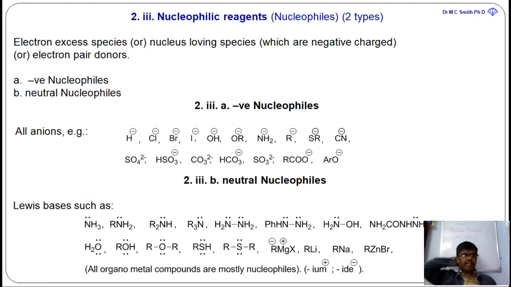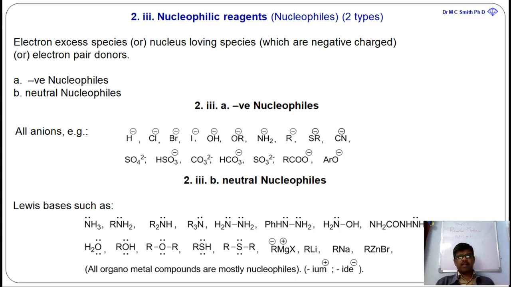Let us take nucleophilic reagents. Nucleophilic reagents are the reagents which carry a negative charge. That means these reagents are electron excess species, and they are nucleus loving species which are negatively charged because they are electron pair donors, so they react with positively charged molecules. And these nucleophilic reagents are of two types, negative nucleophiles and neutral nucleophiles.